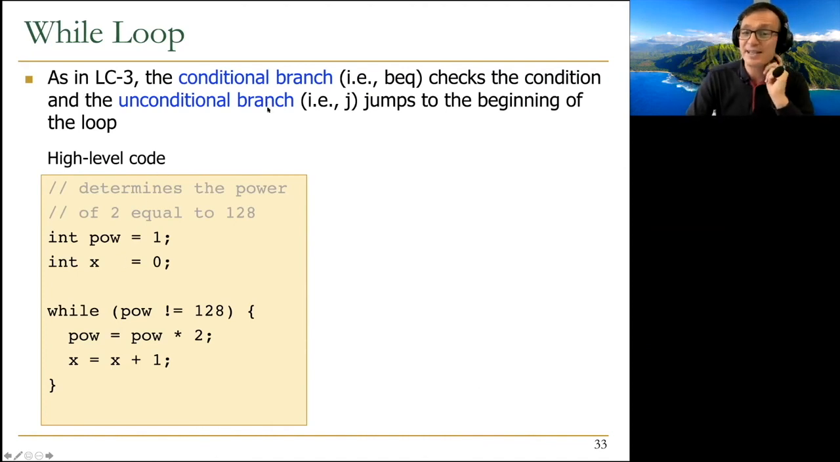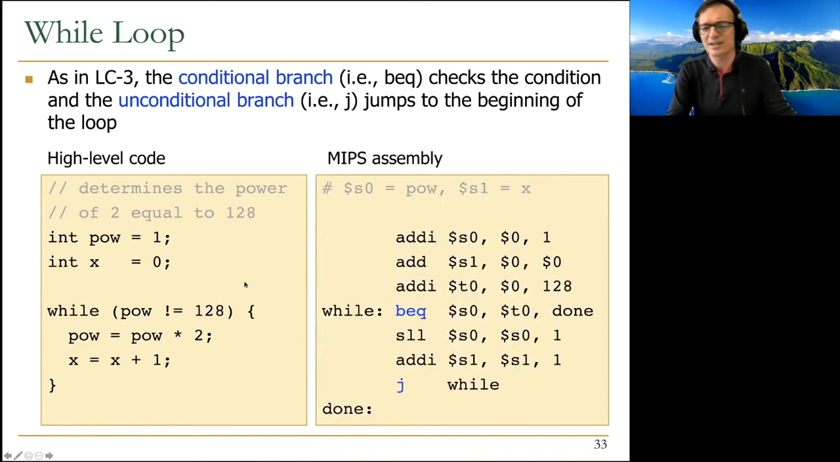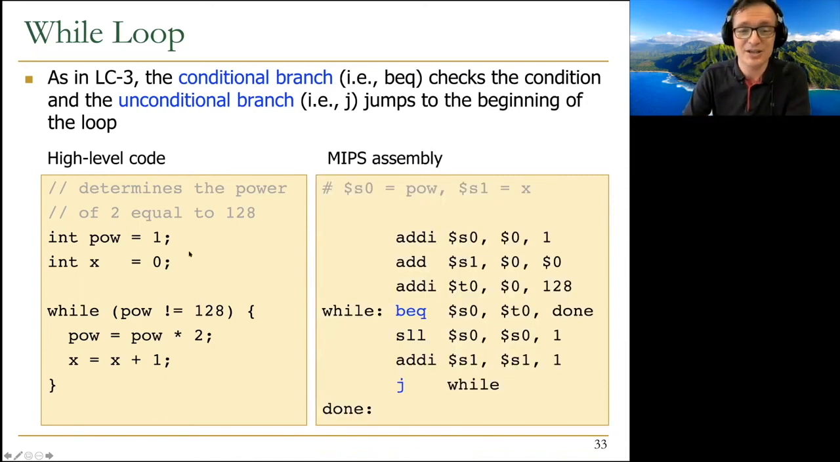As in LC3, the conditional branch checks the condition, and the unconditional branch jumps to the beginning of the loop. We've seen it in LC3. Now we're going to see it in MIPS. It's going to be very similar, basically. You initialize the power and x values. So here, this loop determines the power of 2 equal to 128, which is a very simple calculation, as you can see. Initially, power is set to 1, x is set to 0. So you need to set those values plus the 128 to compare to.